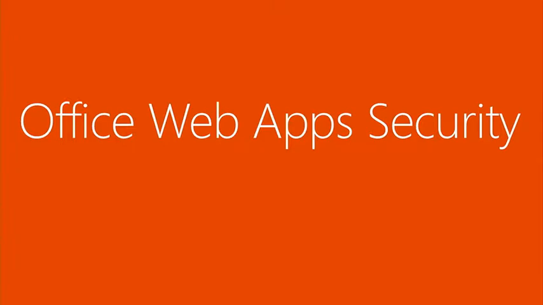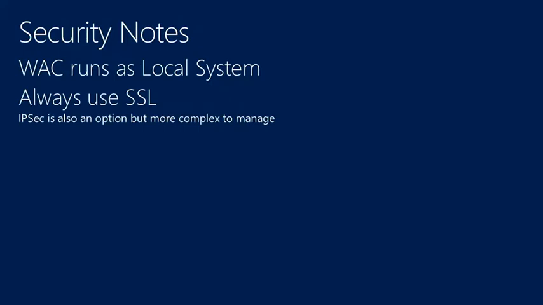First of all, there's no system account or domain account that the application is running as. It's running as local system. And even though there are blog posts about changing it to a domain account because it's easier to read documents on UNC paths that way, don't do that. Because when you restart the machine, it's going to be reset to the local system. So there's no point adding in that. Always use SSL. IPsec is an option, but more complex, of course.